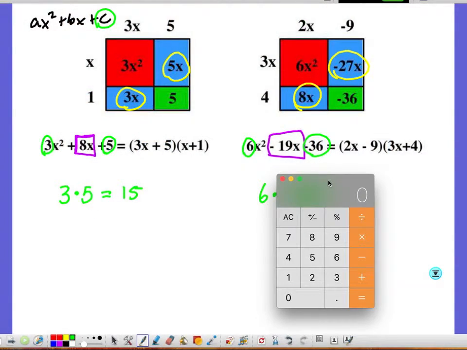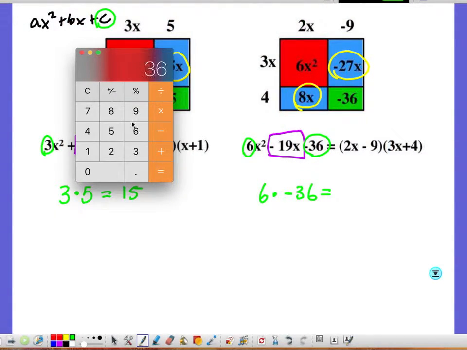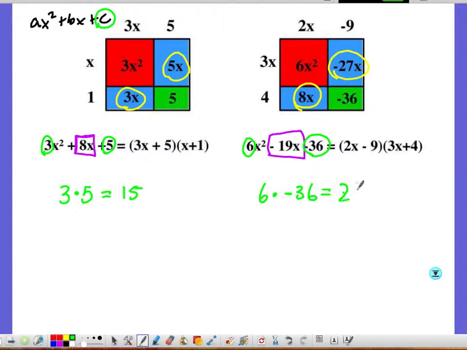6 times negative 36, and that is going to be 216. Okay.